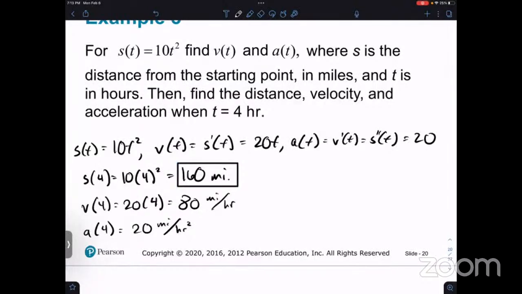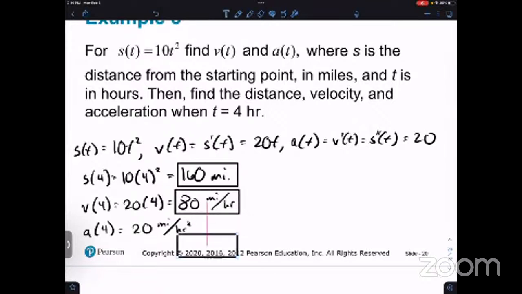Let me confirm that we got these correct. The number 20 comes when we did our derivative and the variable dropped off. When we went from the velocity to the acceleration, the variable was gone. So that means it's a constant acceleration. It's steadily increasing at that acceleration. Okay, so we got 160, 80, and 20.